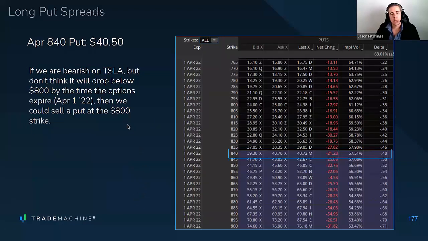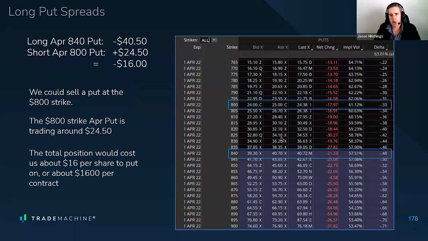But if we're bearish on Tesla, we think it's going to go down, but we don't think it's going to go down that much, then maybe we don't want to spend $4,050 on the potential for it to go down. Maybe we say, hey, look, if it goes down below 800, I don't care. I'm satisfied. So what we can do is buy the 840 put and sell the 800 put.